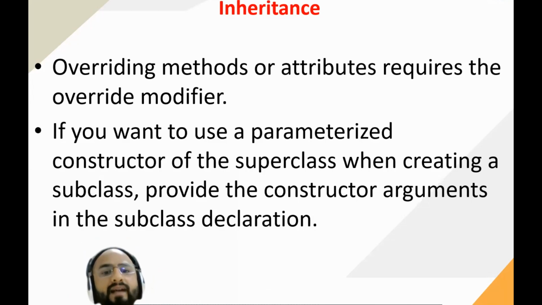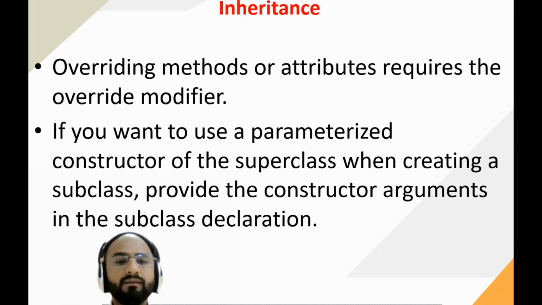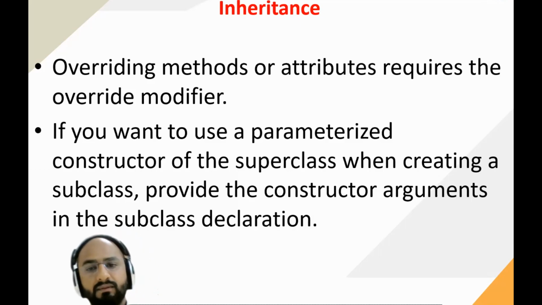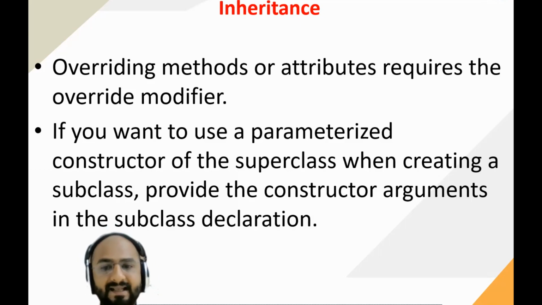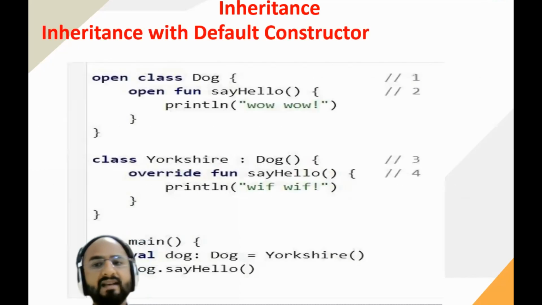Next point. Overriding a method or attribute requires the override modifier. If the child class needs to override a method which is available in the parent class, there is an override keyword, the override modifier. You need to write override before the fun keyword in the child class. We will see this in the next example, on the next slide. If you want to use the parameterized constructor of the superclass when creating a subclass, provide the constructor argument in the subclass declaration. Let's understand the inheritance concept via an example.